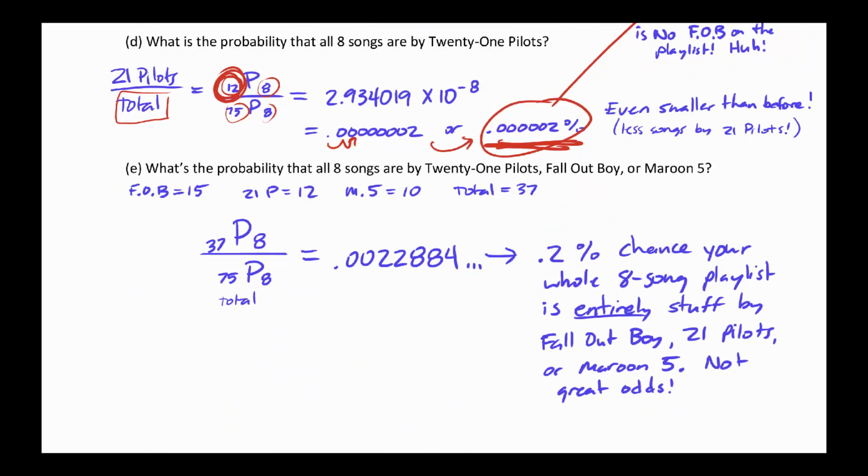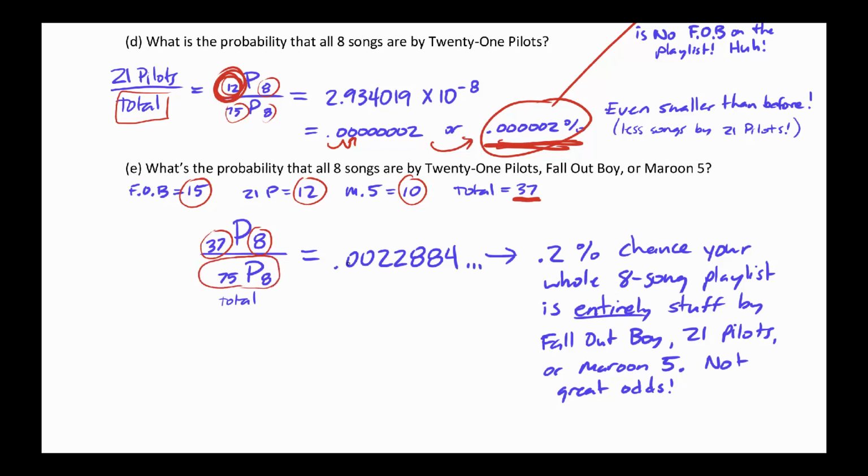And the last question for the notes, what's the probability that all 8 songs are by 21 Pilots, Fall Out Boy, or Maroon 5? It can be any mix of those 3 bands, but we don't want any of the leftovers. So we have to know how many songs each band produced. Fall Out Boy had 15, 21 Pilots had 12, and Maroon 5 had 10 songs. That's a total of 37. So out of those 37 songs, I have to choose 8 of them. So 37P8. I'm going to divide that by the total, which is still 75P8.